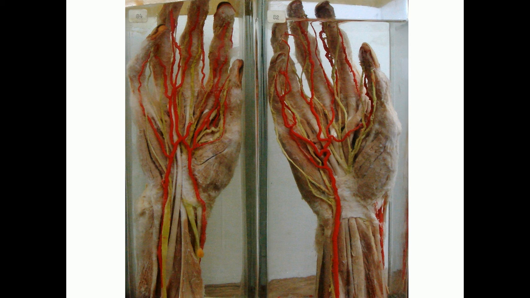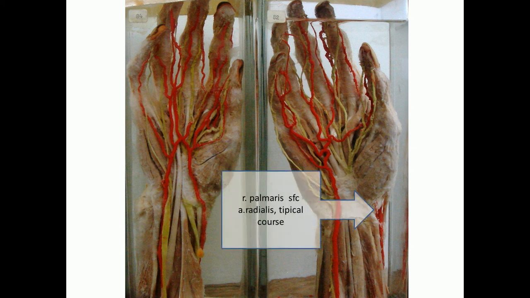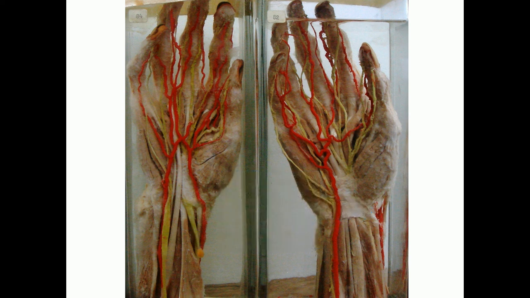And now, ramus palmaris superficialis arteriae radialis, it starts here, then it passes between muscles and will be located here. Atypical course of ramus palmaris superficialis arteriae radialis. It should be placed between these muscles of the thenar, inside of the muscles, but it's superficial to them.